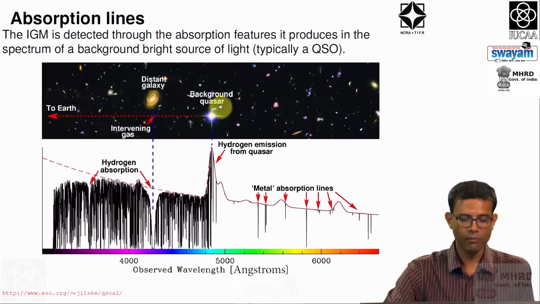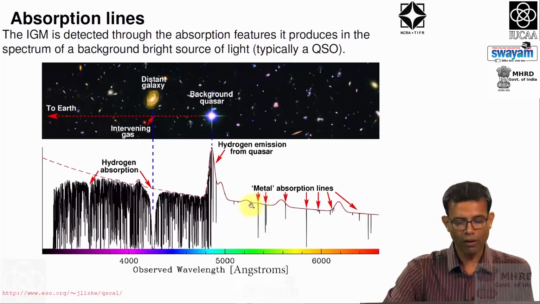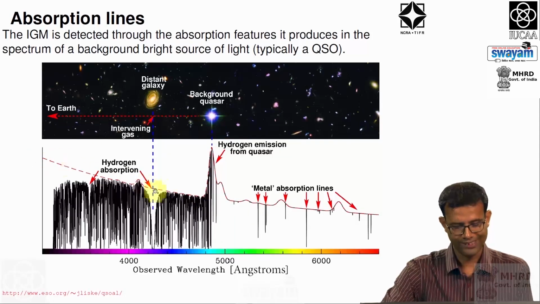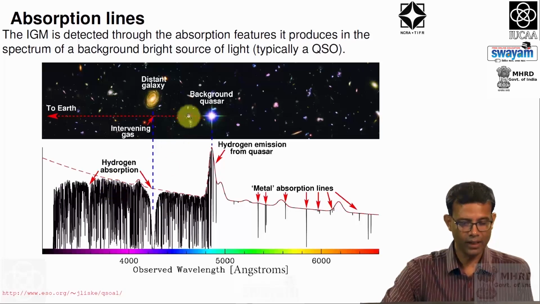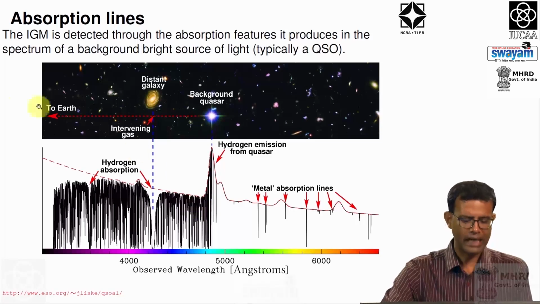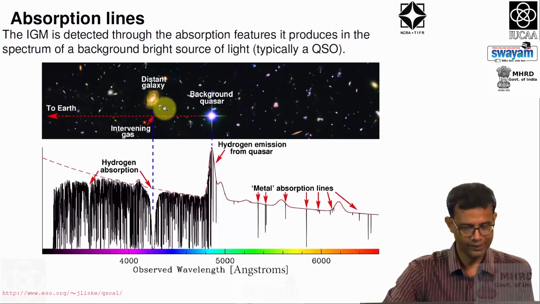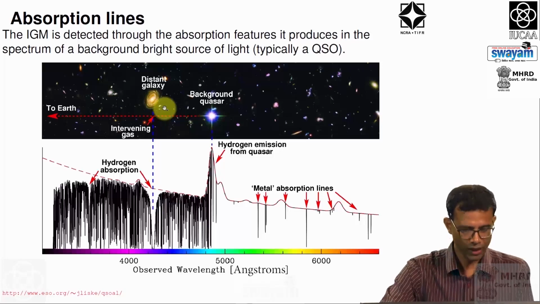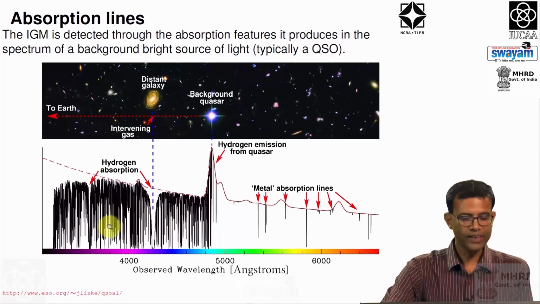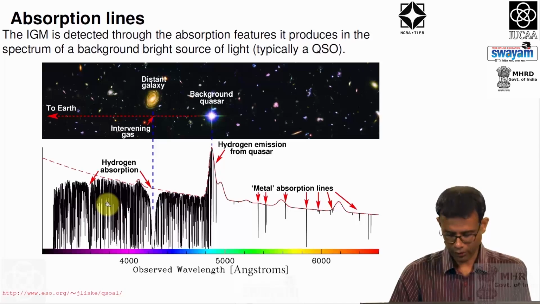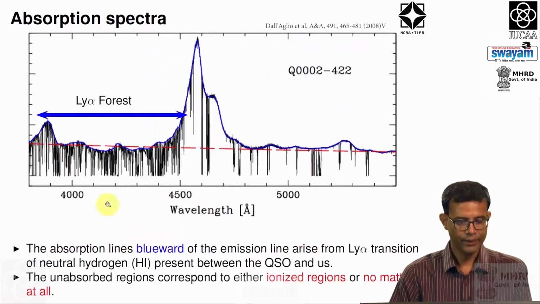For example, if there was nothing between the quasar and us, you would have observed a spectrum which looks like this line, and it would have gone like a power law here, this dashed line. But what you see is a lot of absorption, and that is happening because of the material between the quasar and us, mostly the intergalactic medium, because this line of sight very rarely passes through a galaxy or a halo. So, that is how we study the intergalactic medium, quite interesting in that sense.